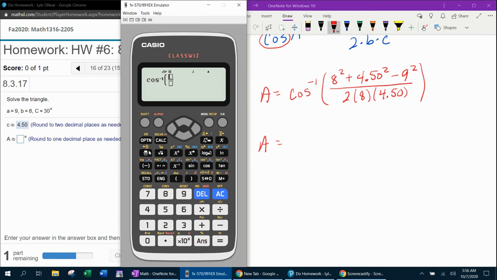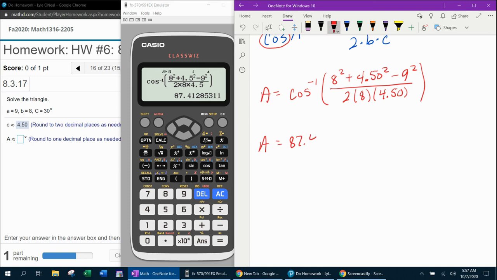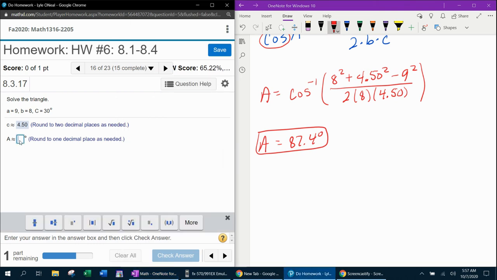Inverse cosine of the fraction, 8 squared plus 4.5 squared. And if you're wondering why I left the 0 off, it's because I can. Minus 9 squared all over 2 times 8 times 4.5. Again, I can leave the 0 off. I don't need it. Inverse cosine of all of that is 87.4 rounded. Man, that is freaking sweet that I can put all of that in the calculator all at one time.